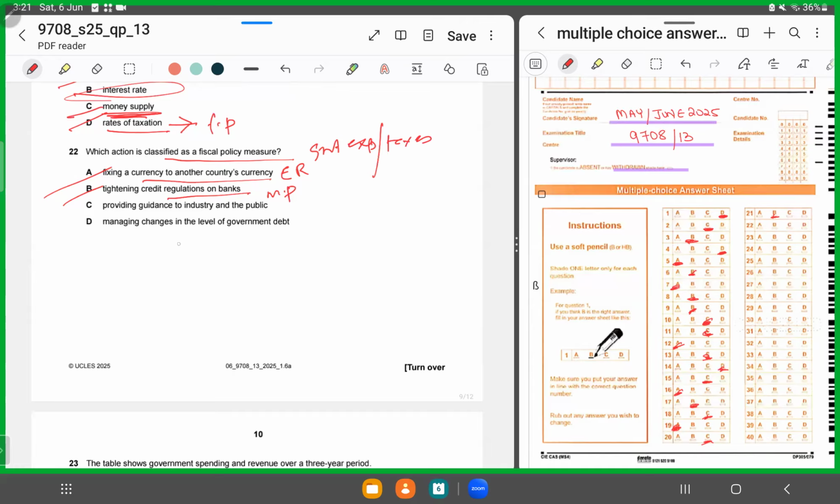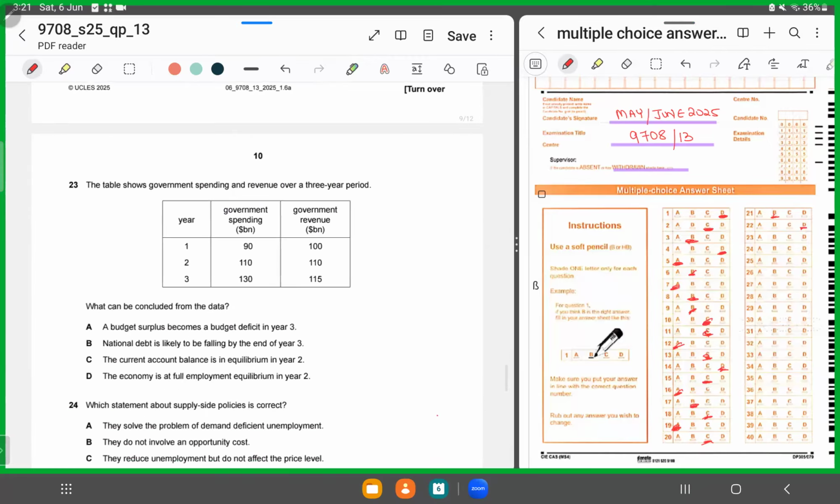C says providing guidance. Guidance is not related to fiscal or monetary policy. The government is just providing guidance services. It's D where we're talking about managing changes in the level of government debt. So we are talking about spending, government expenditure. That is why it's related to fiscal policy. So for 22, we'll shade in D as the correct answer.